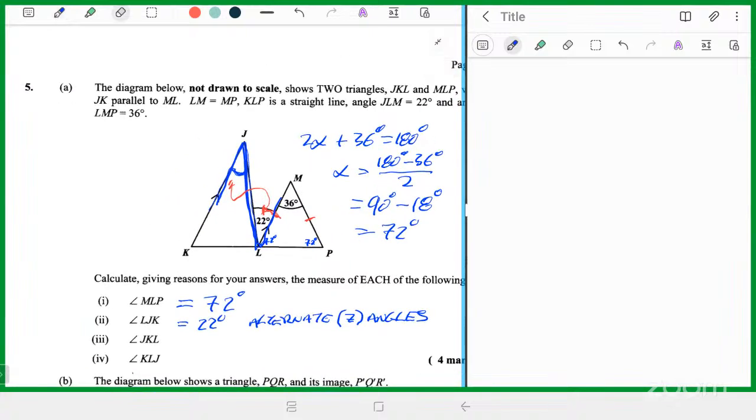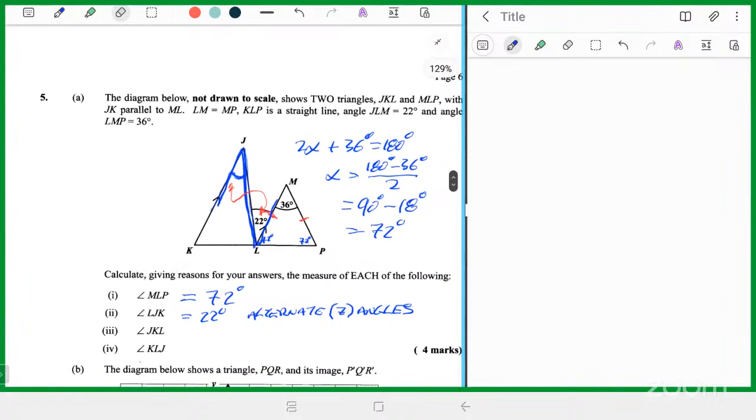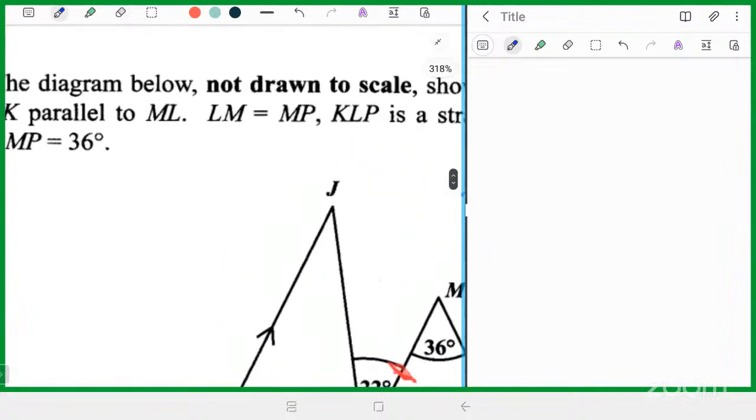And for this one, because we're in an isosceles triangle, right? The question said, give reasons, and I see it here, give reasons. So this one is 72 because the triangle MLP is isosceles. It has two equal angles in it. And then this one is because of the alternate Z angles, which are equal. All right, let's put them on now. So this angle up here is 22 degrees. This one is 22.